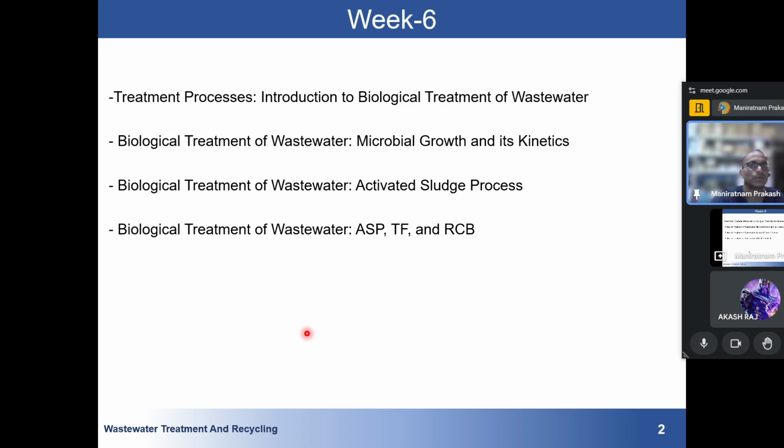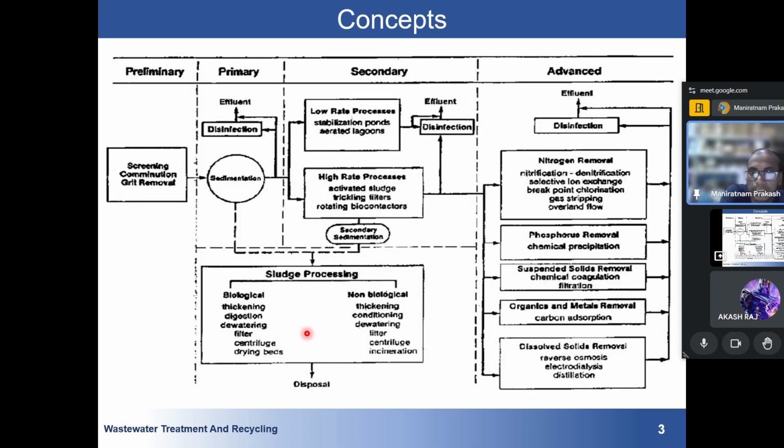Now, this picture we have seen in the last lecture: any wastewater treatment has four units, that is preliminary treatment, primary treatment, secondary treatment, and advanced treatment.